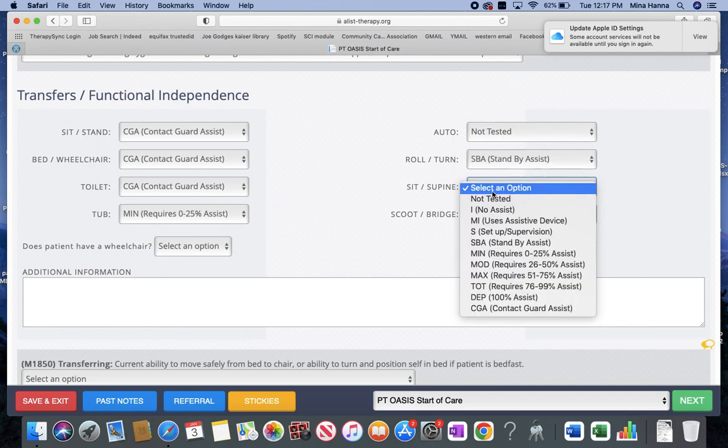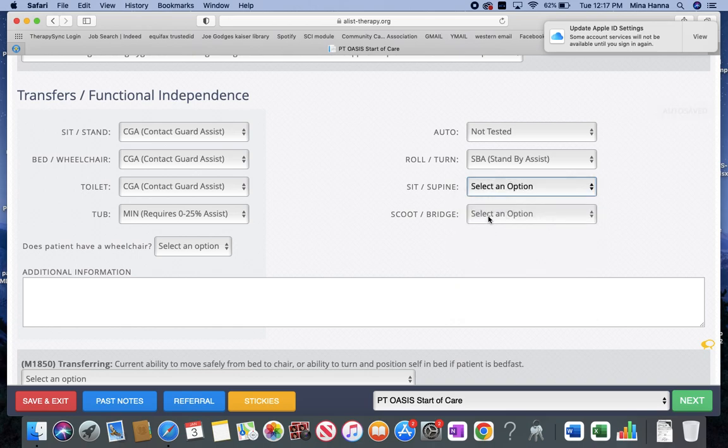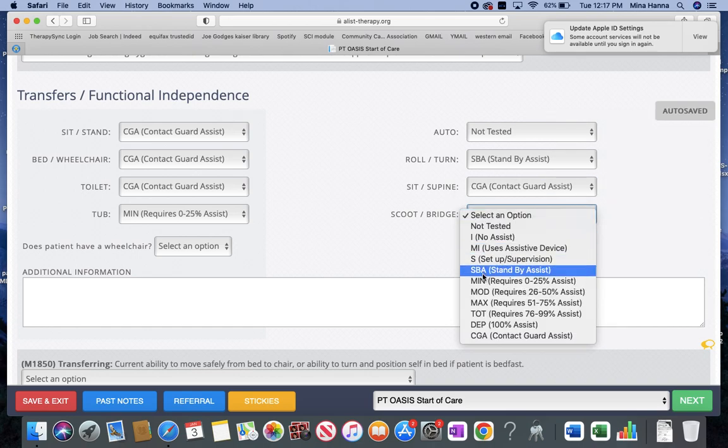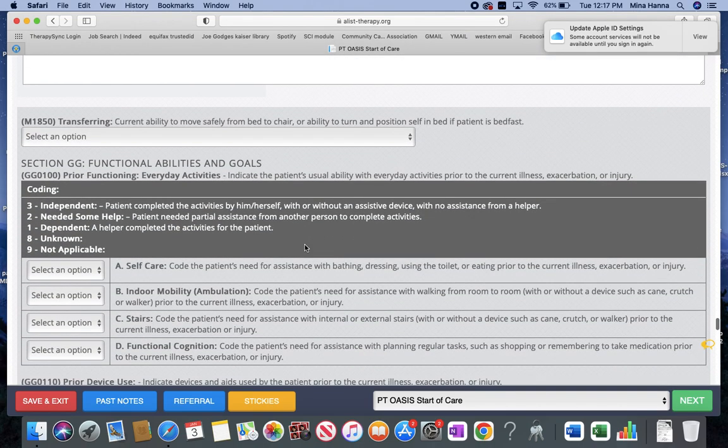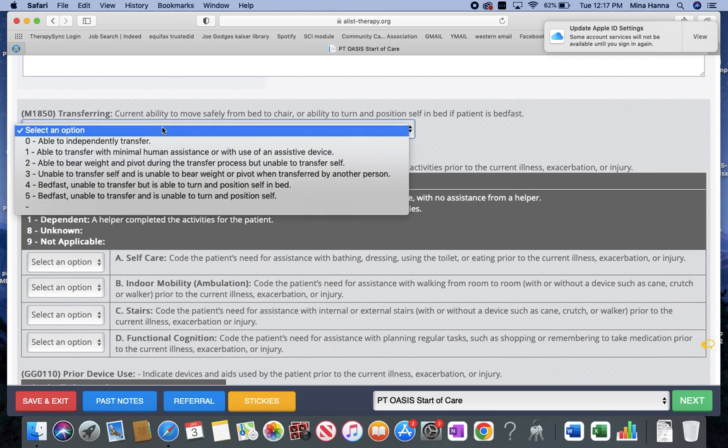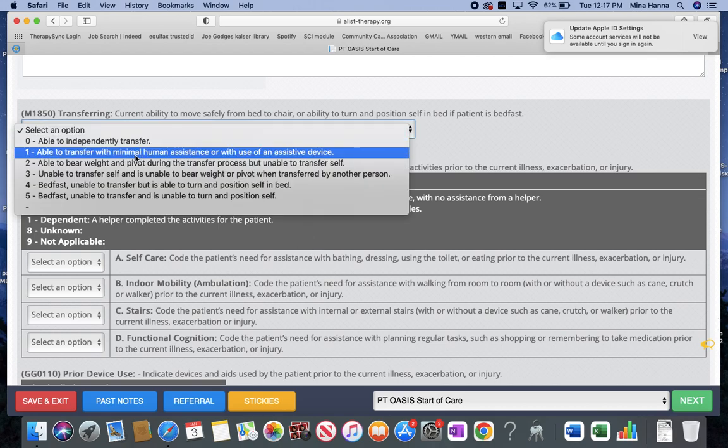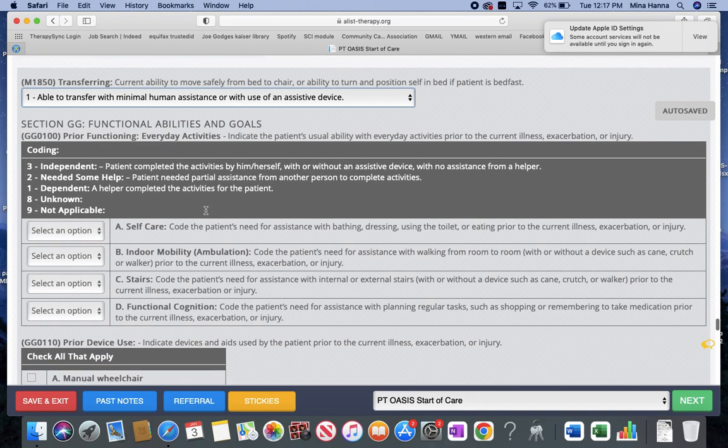Log roll, maybe he's standby assist. Sit to supine, he's contact guard. Scooting or bridging, maybe he's standby assist. This is something that you can kind of do like that. Transferring, maybe he can transfer with or without assistance, right? That can be the option.